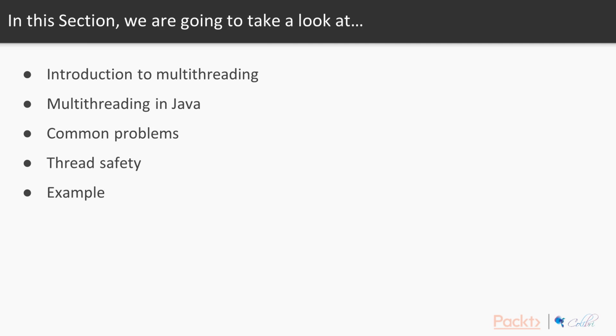After that, we're going to take a look at some of the common problems that you might run into when you're implementing multi-threaded programming, in particular concurrency problems like race conditions, deadlocks and live locks. After that, we'll take a look at thread safety and how we can create thread safe annotations before moving on to an example, processing a large file using the executor service.